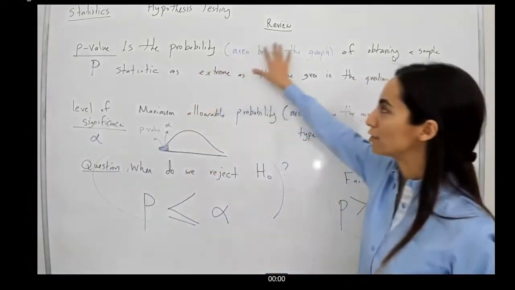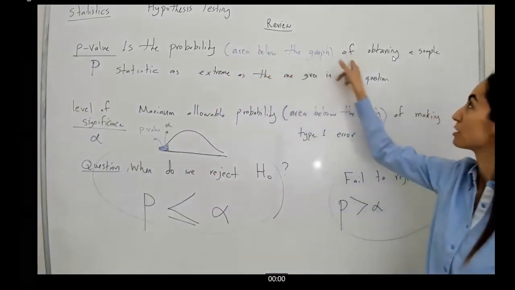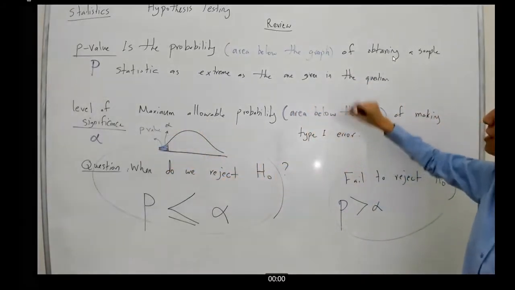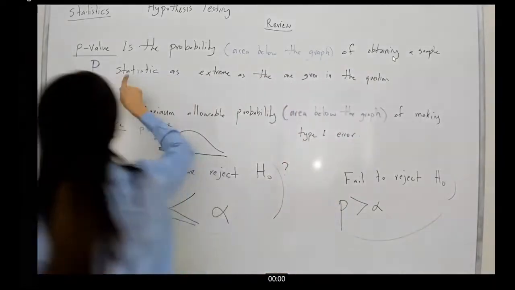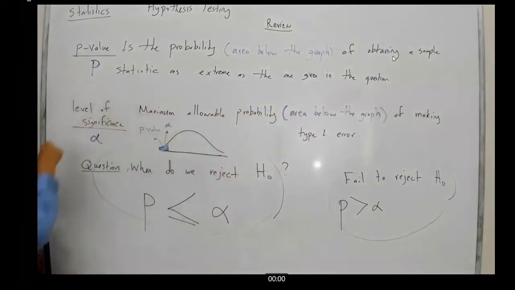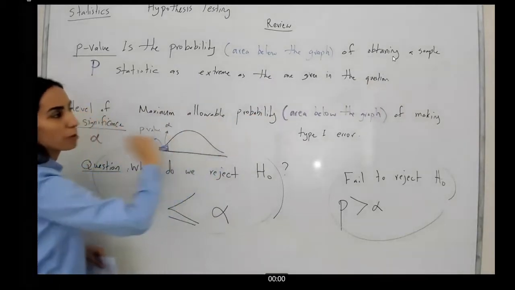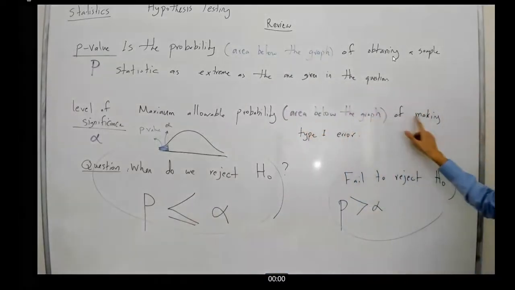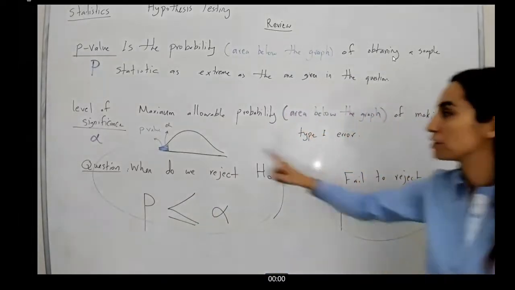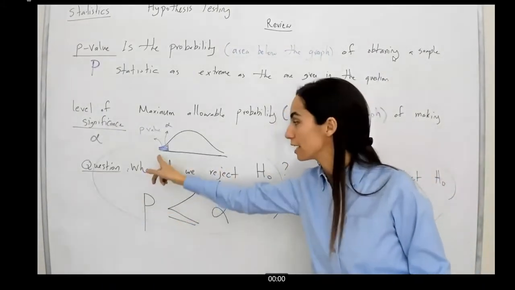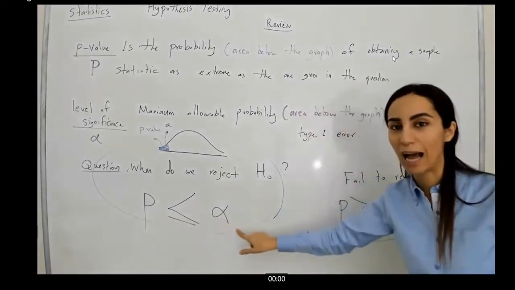So p-value is the probability, or area below the graph of your standard normal distribution, of obtaining a sample statistic as extreme as the one given in the question or in the example. The level of significance, denoted by alpha, is the maximum allowable probability. Again, you have a probability. It means that you are working with the area of making a type 1 error. We reject the null hypothesis if P, the area, is less than or equal to alpha.